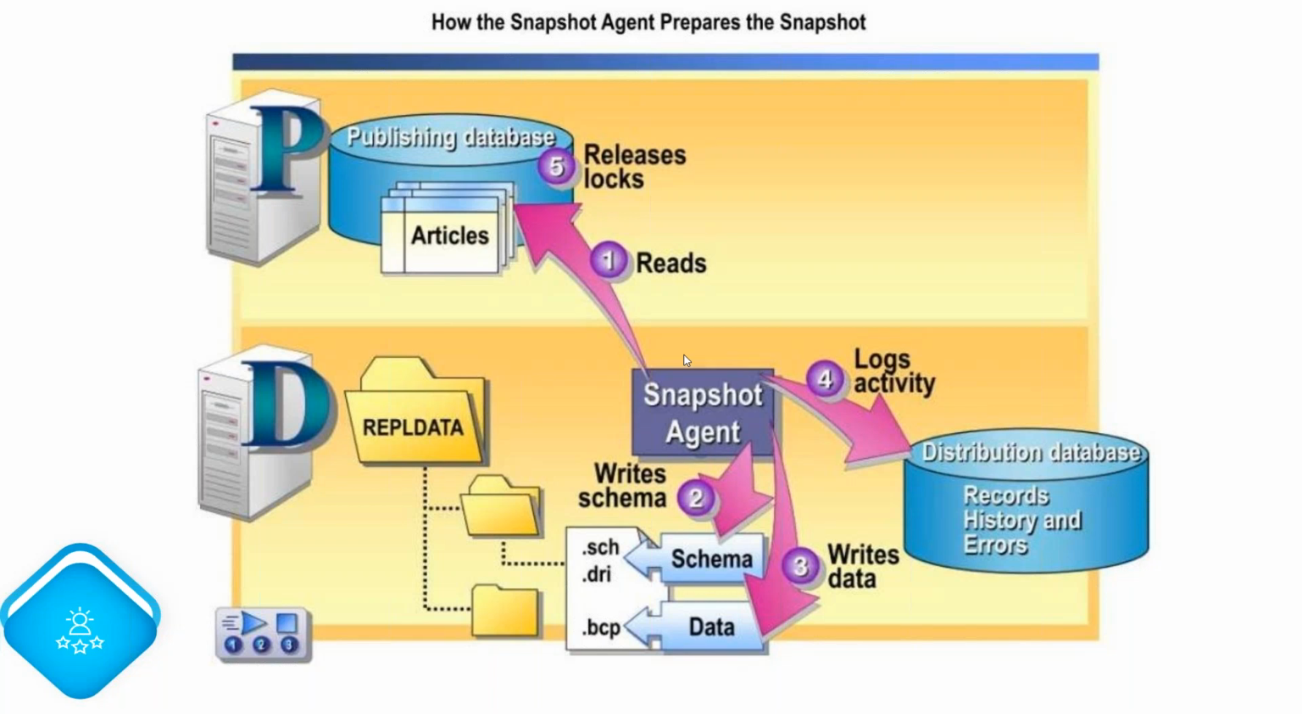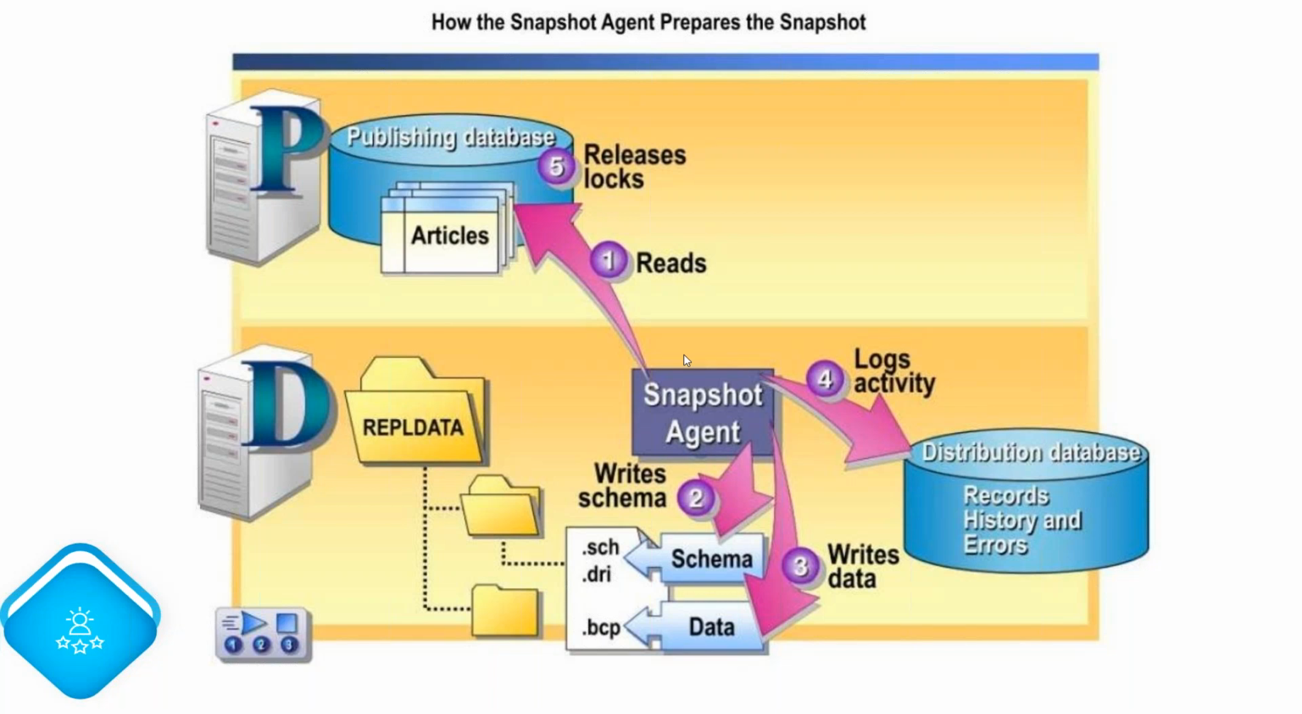Same thing I explained, except the lock, because I don't want to confuse users, because no one knows about locks. So whenever the snapshot agent runs, it will connect to the publisher database, copy and place the files in the REPL data folder, update the MS REPL commands and MS REPL transactions tables in the distribution database, and release the lock once it is done. Clear?